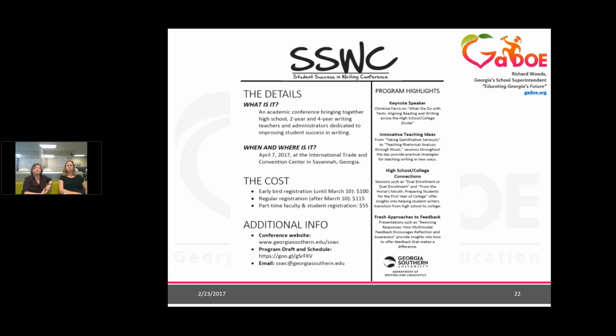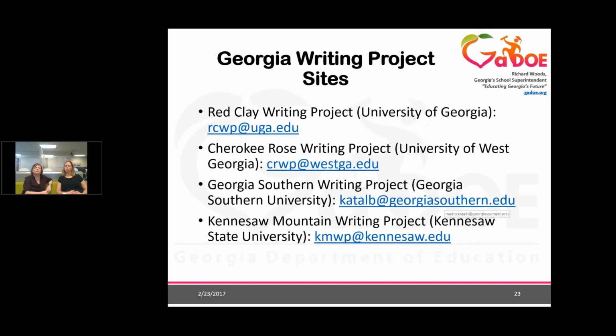Another PL opportunity is at Georgia Southern. They're facilitating a Student Success in Writing Conference, to be held in April in Savannah. This conference targets high school writing teachers and brings them together with higher ed faculty to spend time dedicated to improving student success in writing. If you're interested in attending any of those workshops, click on the link, where you'll find additional information on what we've shared today, as well as future professional opportunities, in addition to the dates, times, and costs associated with attending the workshops and seminars. We hope you'll take advantage of those as well.